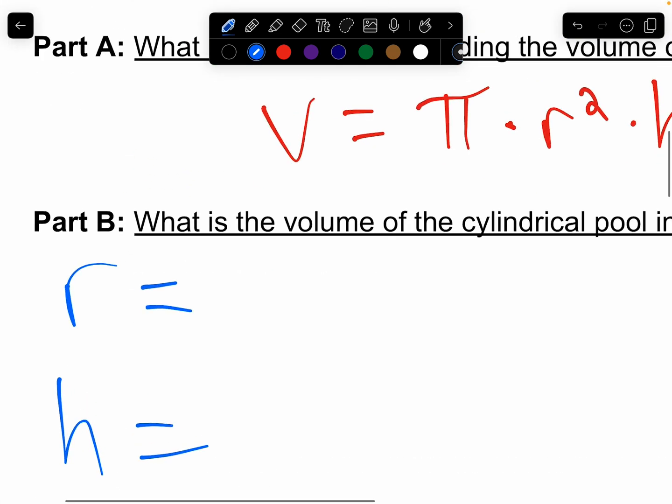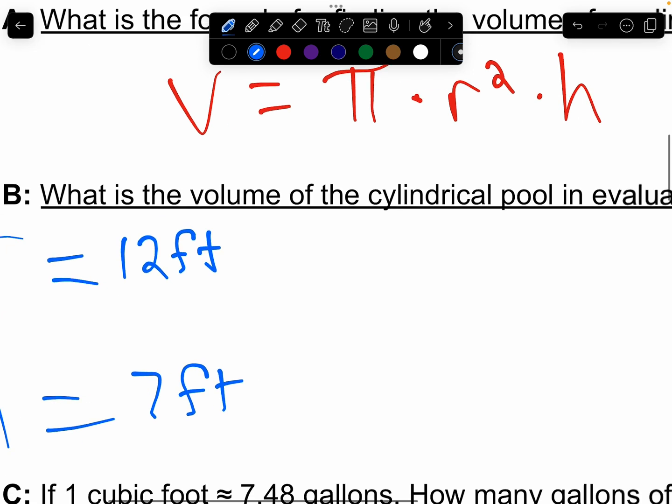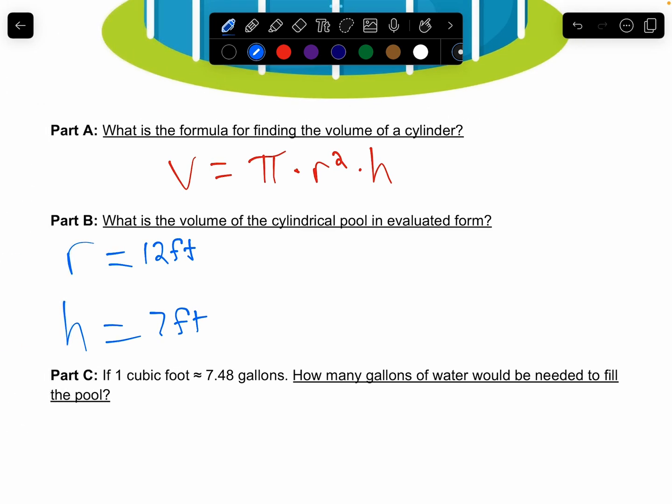So 12 feet and 7 feet. So now your goal, you guys got to find the volume. Now look, it's only asking for evaluated form, so just put it all into the calculator. Don't worry about getting pi form for me here. At this point, you'd want to pause so you can solve it out, and push play when you're ready to move on to the next one.